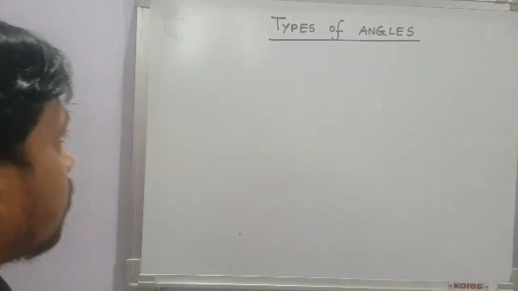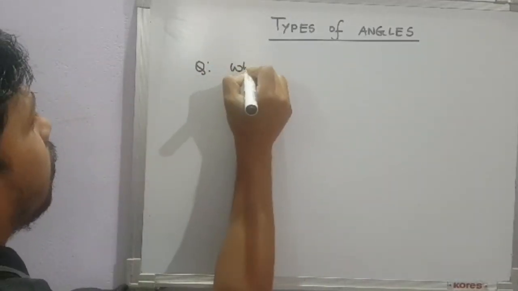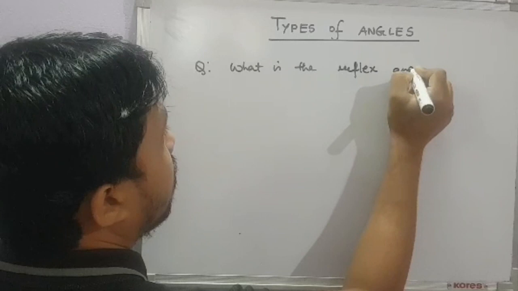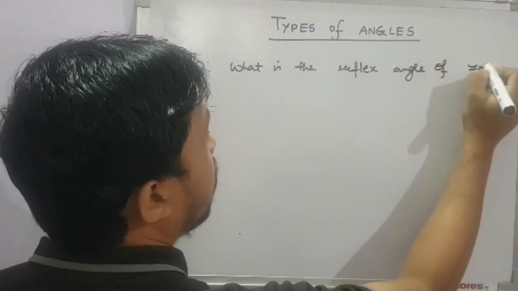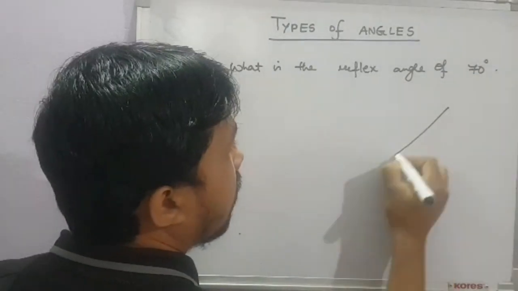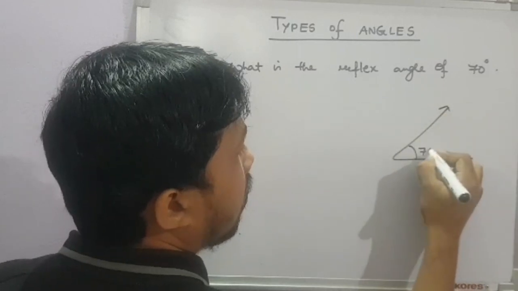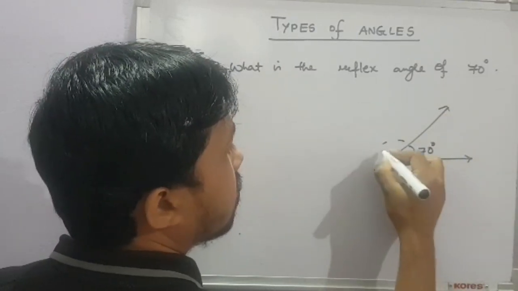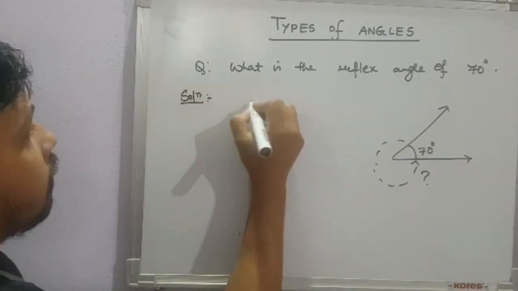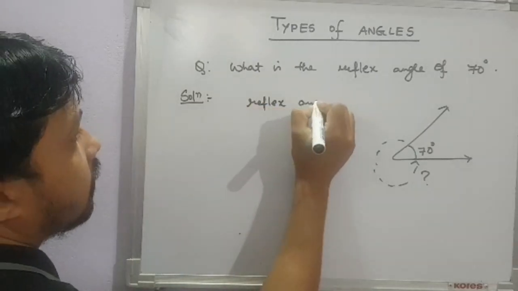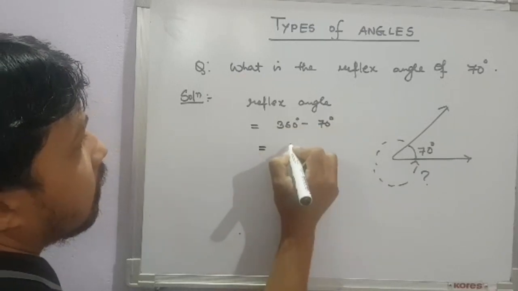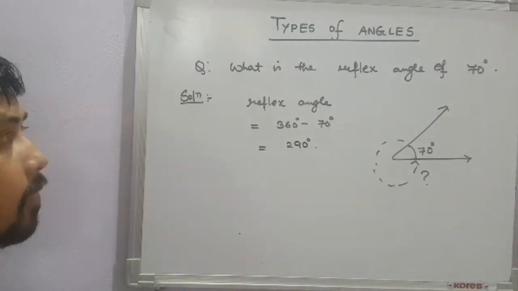So you may have a question like this: what is the reflex angle of 70 degree? So basically there is an angle 70 here and we have to find its reflex, right? This is very easy. Your reflex angle will obviously be equal to 360 degree minus 70 degree. That means it will be 290 degree, isn't it?